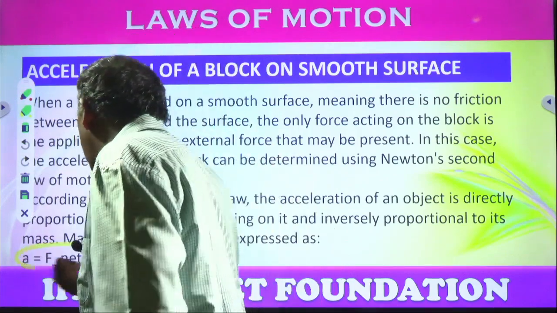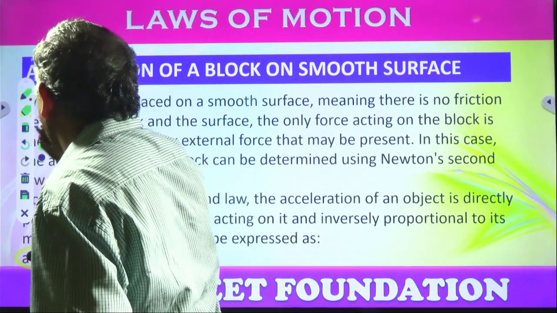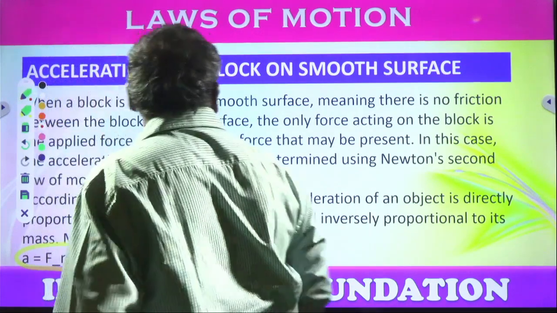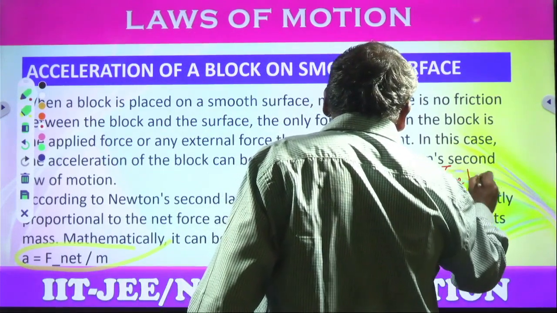Here the formula is: acceleration is equal to the net force divided by the mass of the body.